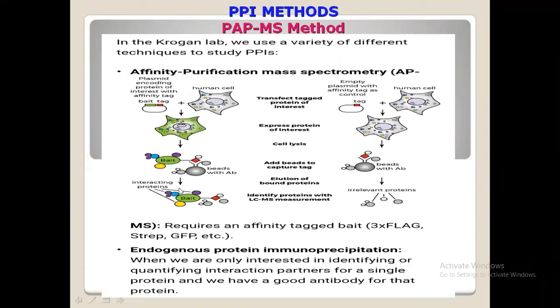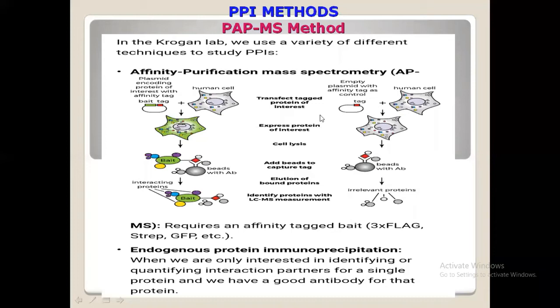Then elution of bound protein. The whole complex is purified by an elution process, a chromatographic method. Then identify the proteins with LC-MS measurement, that is liquid chromatography mass spectrometry. Using that you identify these proteins. Here you see an empty plasmid with affinity tag as control. On one side you do it with your protein of interest, and here without the protein, that is the control experiment. Only the tag protein is there, and you do the same procedure.